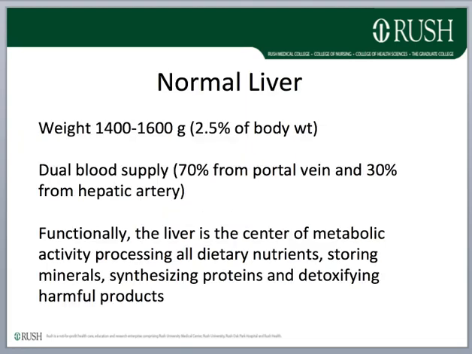As you've probably learned from your anatomy labs, the liver is a large organ weighing normally about 1.4 to 1.6 kilograms and comprises about 2.5% of normal body weight. Similar to the lungs, it has a dual blood supply. About 70% of the blood volume comes from the portal vein system and about 30% from the hepatic artery.